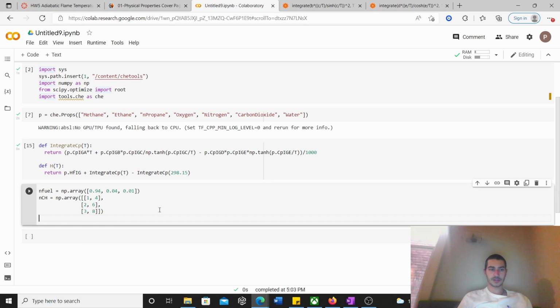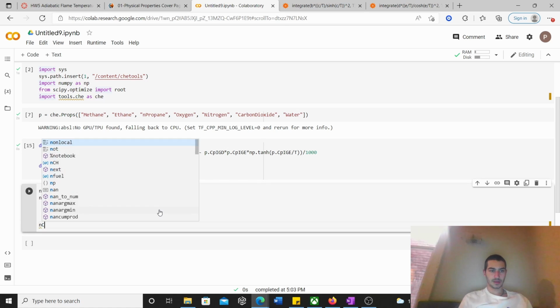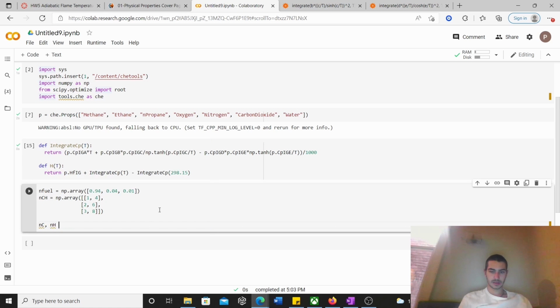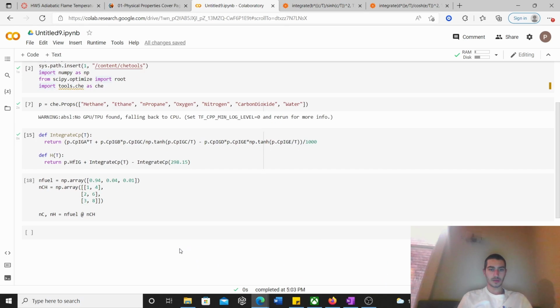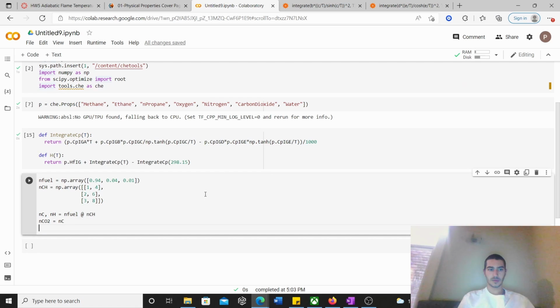Then from here, we create a matrix multiplication to find the amount of moles of carbon and the amount of moles of hydrogen. So what we do is NC comma H is equal to, and we're going to multiply these two, N fuel times NCH. Then we continue with what else we know. Well, we know for carbon dioxide, the amount of carbon dioxide is equal to the amount of carbons, right? And for the moles of H2O, it is equal to the amount of moles of hydrogen divided by 2, right?